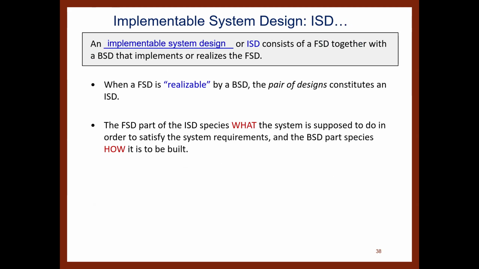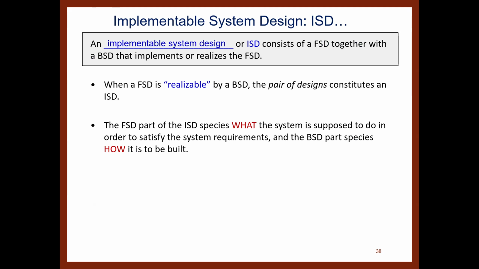An implementable system design, or ISD, consists of a functional system design together with a buildable system design that implements or realizes the functional system design. Okay, so this is the third one. You already have a functional system design. You have a buildable system design. So if this buildable system design satisfies the functions that were stated in the functional system design, then you say that you have something that you can implement.